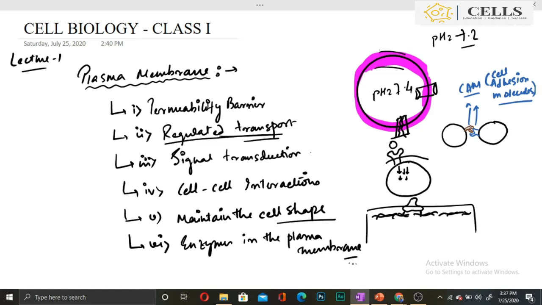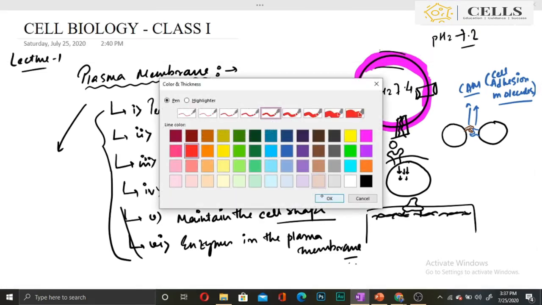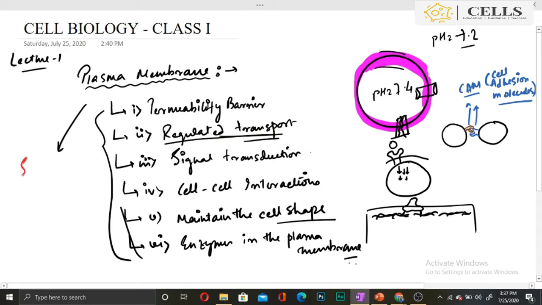Now, from these 6 functions, we can tell one thing, that plasma membranes have both structural as well as functional roles.